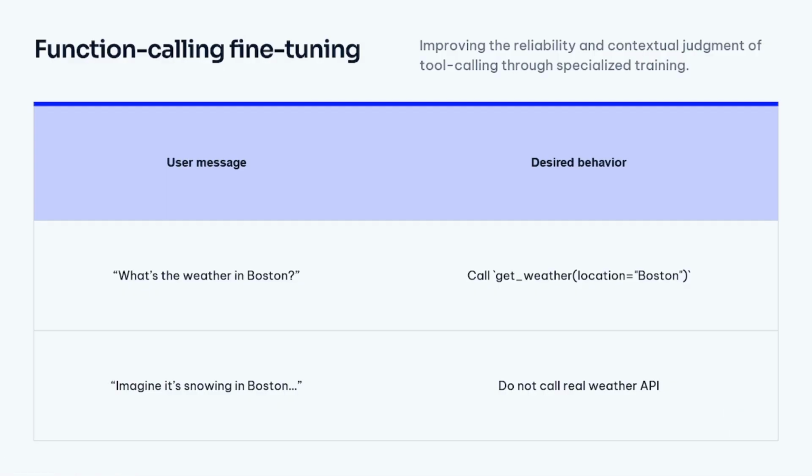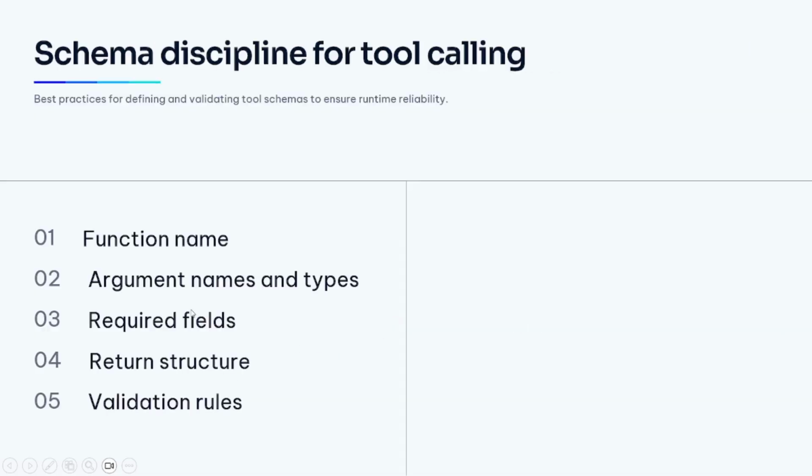So how do you fine-tune function calling? User message and desired behavior. For example, what is the weather in Boston? Call the function get weather. So you can design a function to call weather. But imagine it's snowing in Boston. Do not call the real weather API. This is imagination, not an instruction. The LLM should not go and call the weather API for an imagination, because imagination is not a fact.